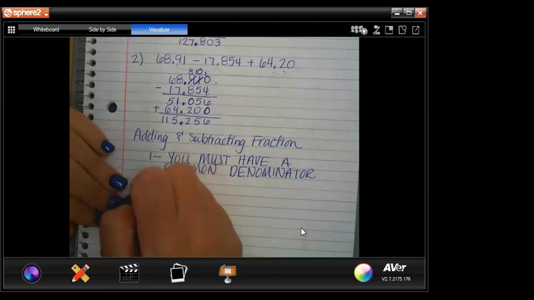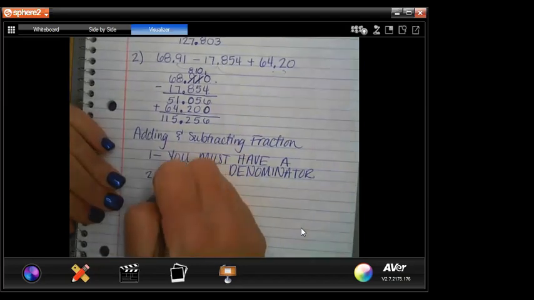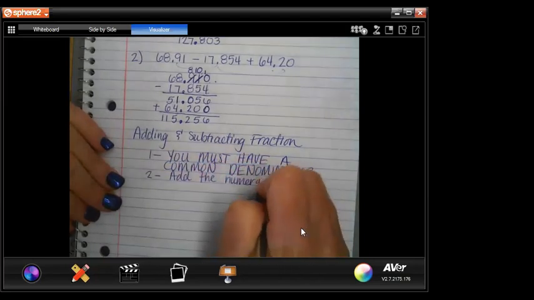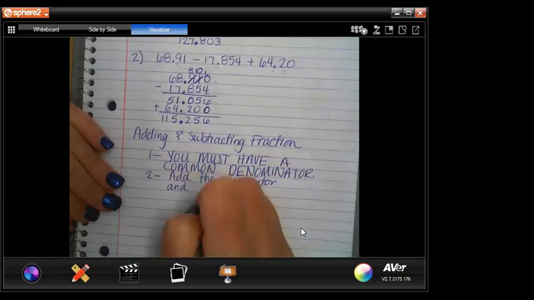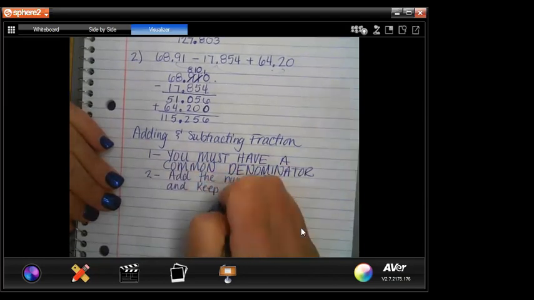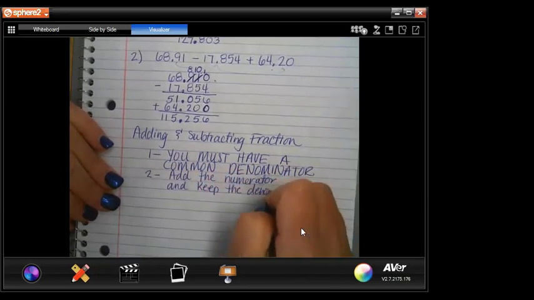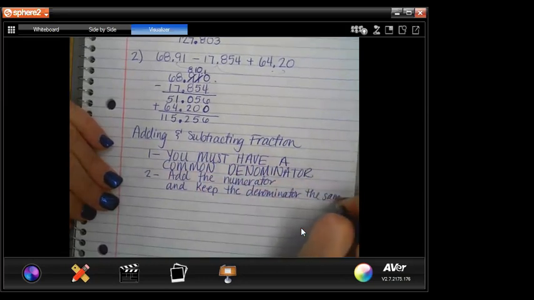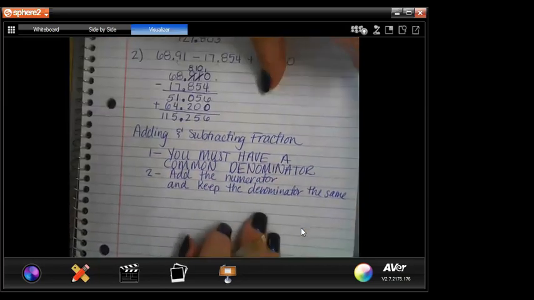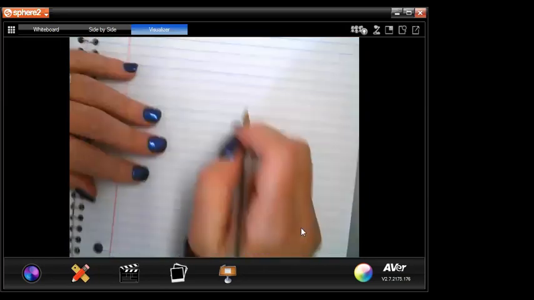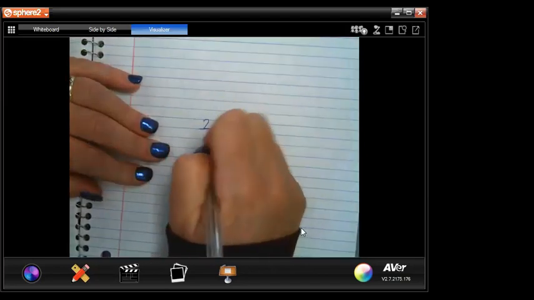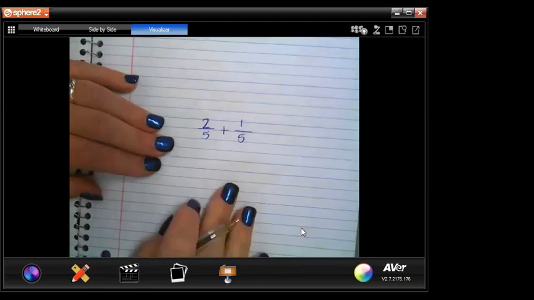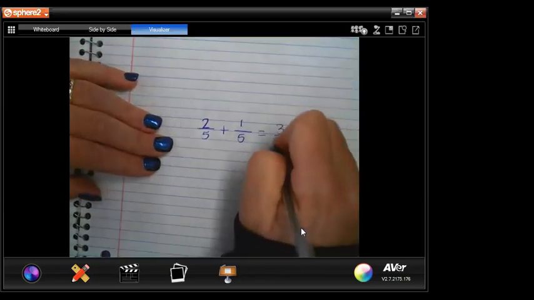Then once you get a common denominator, you just add the numerators together. You add the numerators and keep, this is the big one right here, the denominator the same. And here's why I'm saying this. I'll come back to this in just a second. I cannot tell you how many times I have students that if I ask them to add 2/5 plus 1/5, they end up getting 3/10.